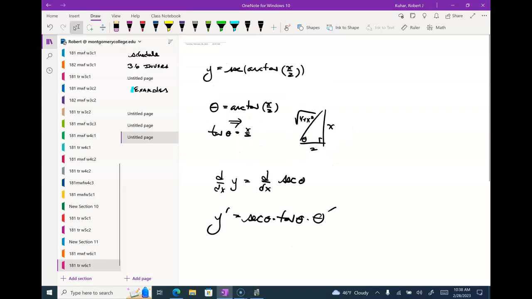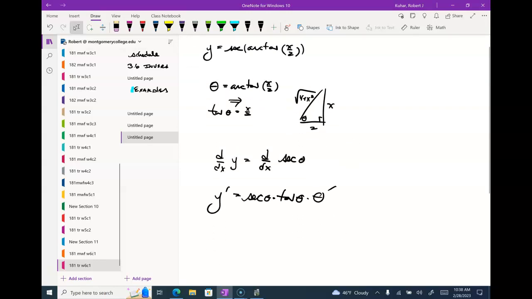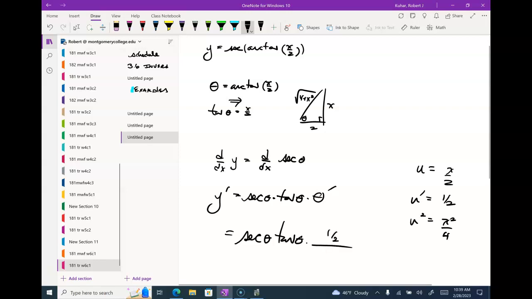Good. How do I get theta prime here? Yes, but it's an arctan problem, right? So I need u squared. I need u prime. What is u? X over 2. What is u prime? 1/2. What is u squared? X squared over 4. So I get 1/2 over 1 plus x squared over 4.